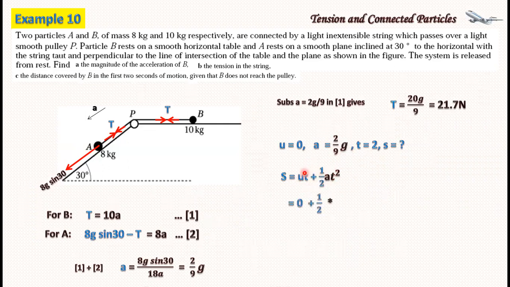Substituting the parameters, we have half into 2 on 9g times 2 squared. And this will be equal to 4g on 9 meters. So the total distance covered is 4g on 9 meters.